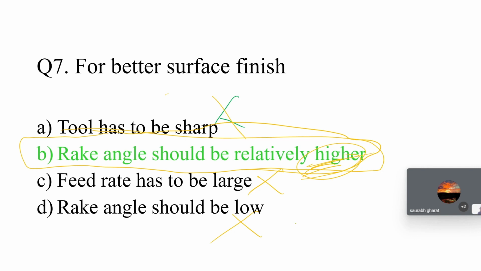With a low rake angle, it will produce discontinuous chips, and because of the discontinuous chips, they will stack like this, and the surface will have this kind of abrupt behavior. This kind of undulation it will have because of the discontinuous chips. If we go further, this kind of surface will form. So the rake angle should be relatively high is the only correct answer for better surface finish.